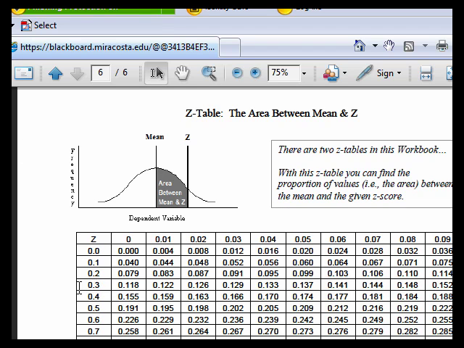Now notice that there's no negative z-scores here. That's because the normal distribution is symmetrical. Z-scores are negative if they're below the mean, they're positive if they're above the mean. So the area between the mean and a negative 0.333 z-score is going to be the same area as between the mean and a positive 0.333 z-score. So we want, again, the area between the mean and z, and our z is 0.33. Here's a z of 0.3. We head over to this column, 0.03, and that is 0.129.